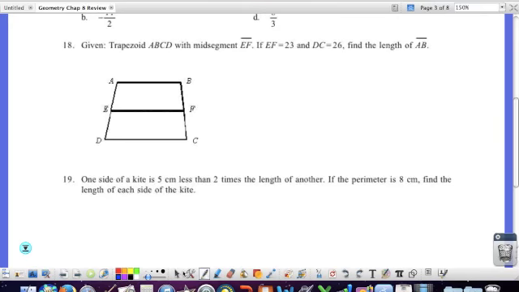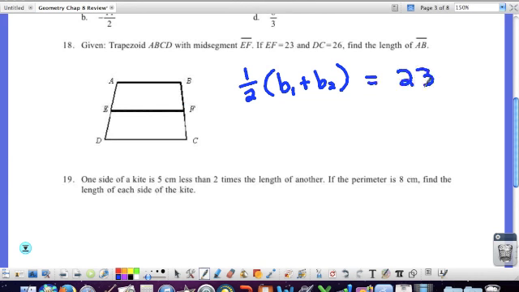For problem number 18, you're using the mid-segment theorem, the mid-segment formula for a trapezoid. So that's 1/2 of the base 1 plus the base 2 is going to be the mid-segment. So EF is 23. So the mid-segment is 23. We want to find AB. So that's one of our bases. And our other base, DC, is 26. So (26 plus x) over 2 equals 23.